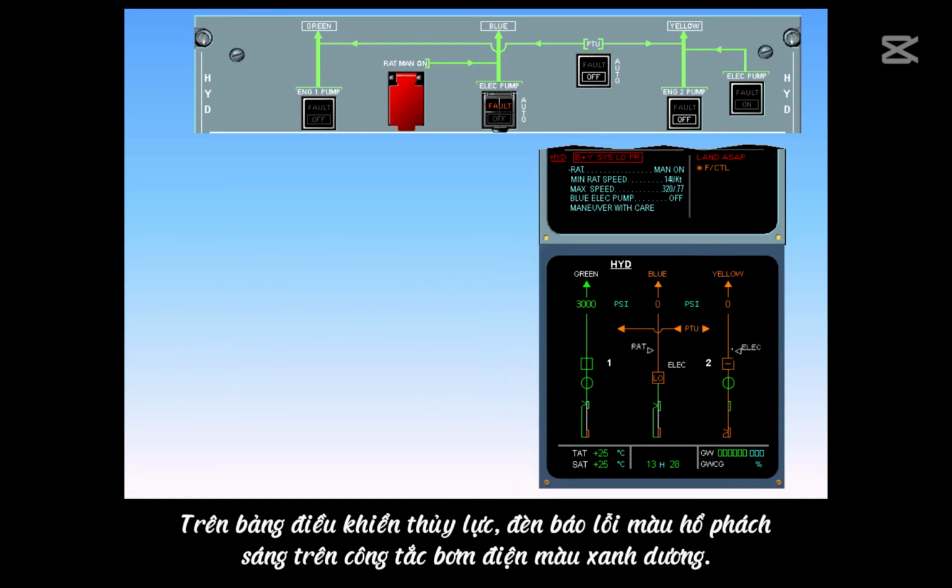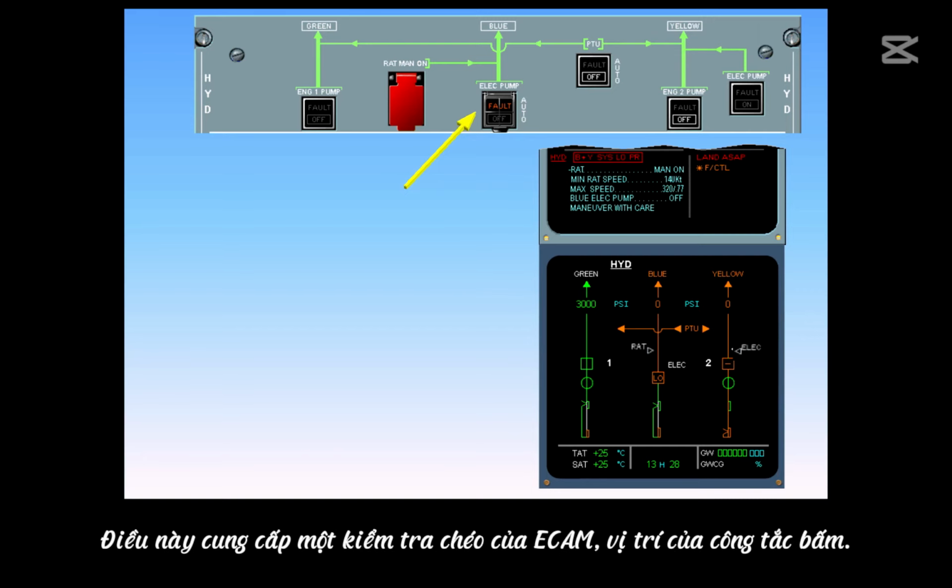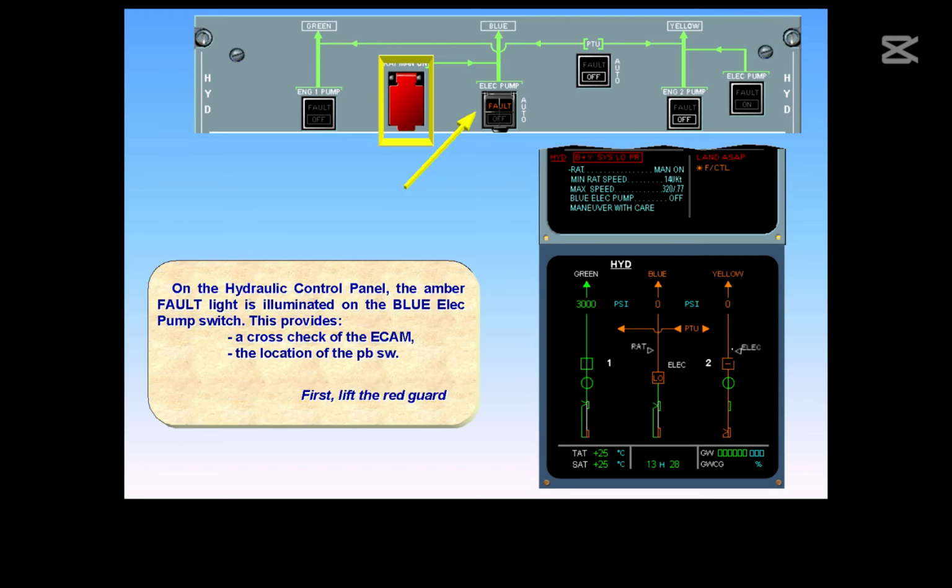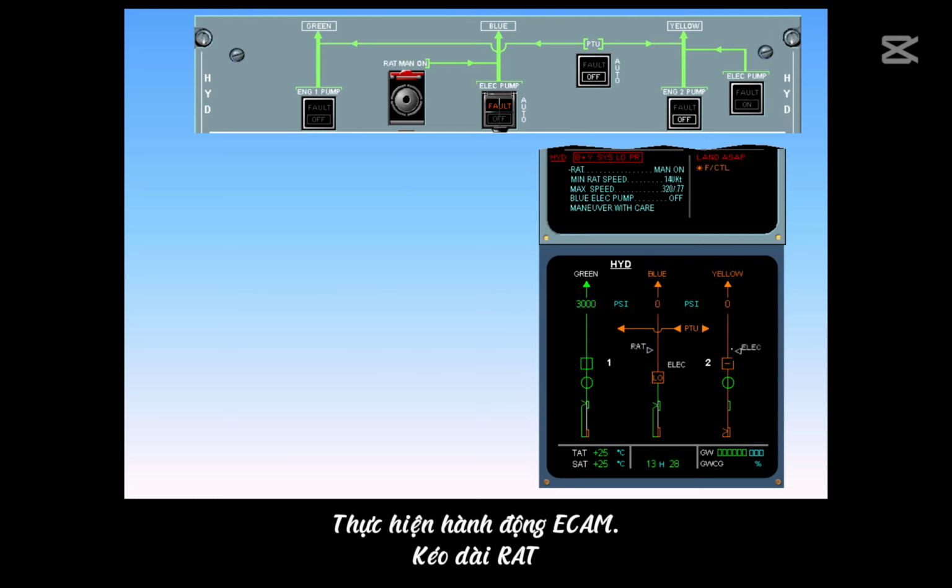On the hydraulic control panel, the amber fault light is illuminated on the blue electric pump switch. This provides a cross-check of the ECAM, the location of the push-button switch. First, lift the red guard. Perform ECAM action. Extend the RAT.